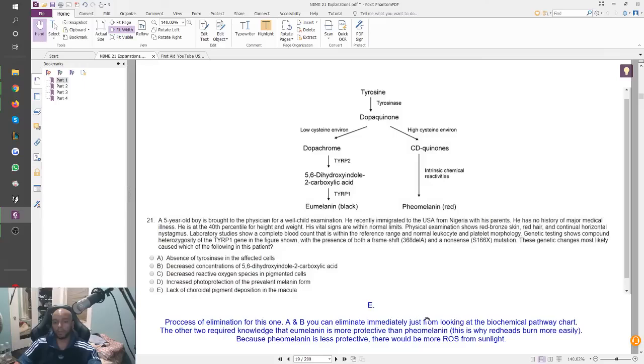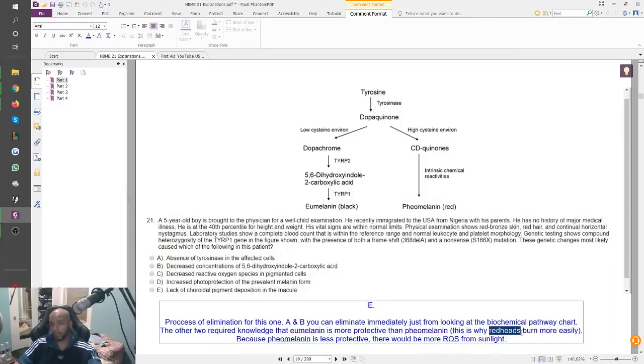A and B you can eliminate immediately, just by looking at this biochemical pathway. The other two required knowledge that eumelanin is more protective than pheomelanin, and this is something that you would not know very well. But people that are redheads, right? They actually get sunburn and burns in general from UV radiation much more easily, right? Pheomelanin. Eumelanin is true melanin, which you and I all have with our black hair and black eyes and whatnot. That is actually more protective, right?